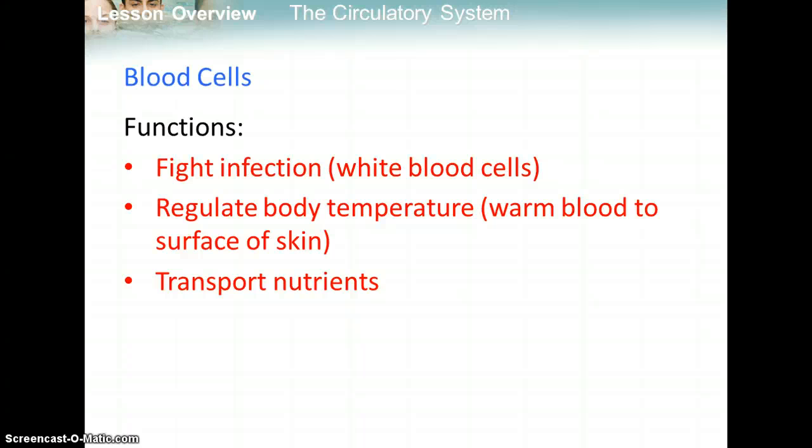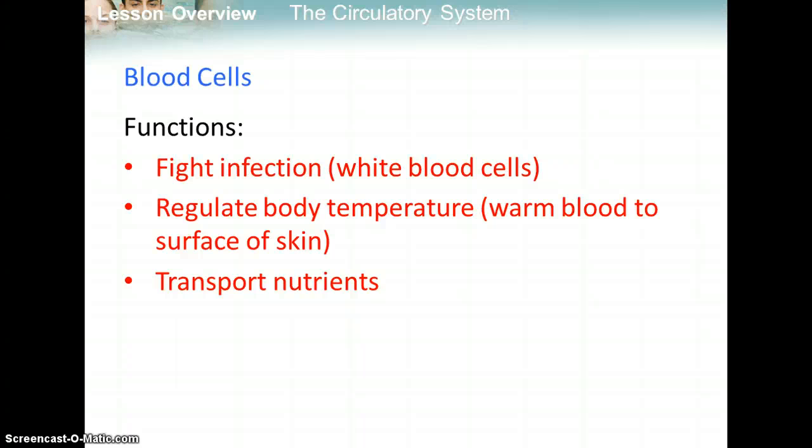All right, and then also just FYI, blood cells. The main functions of your blood cells are to fight infection. In your blood, specialized blood cells called white blood cells are involved with your immune system. Your red blood cells are used to transport oxygen and carbon dioxide around.